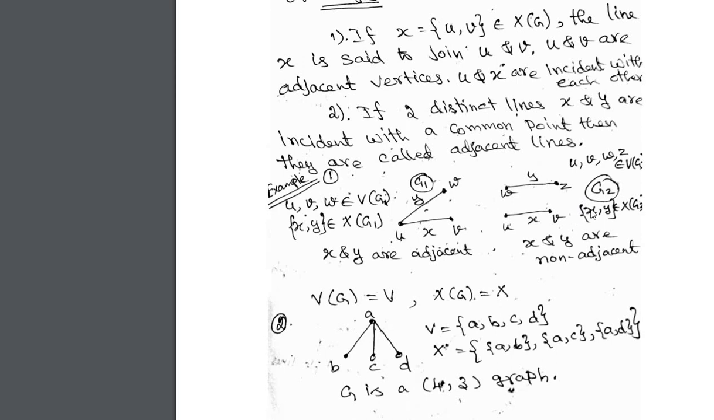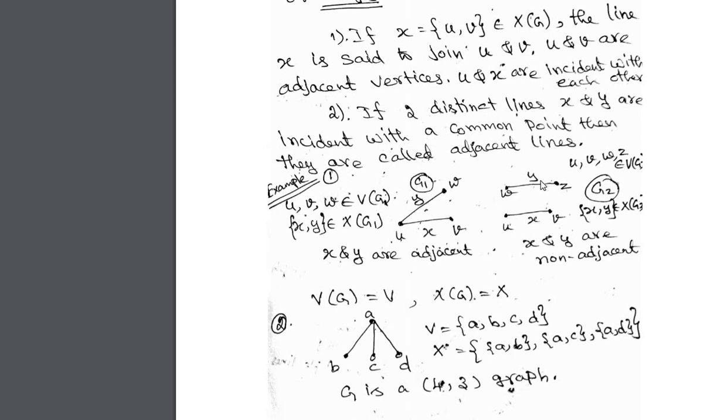Now let us come to another example, another graph G2. Here again the vertex set of G2 is U, V, W, and Z, four vertices we are having. And next one is X, Y. X and Y are the edge set of G, right? X is nothing but UV and Y is nothing but WZ. This is another graph we are having.